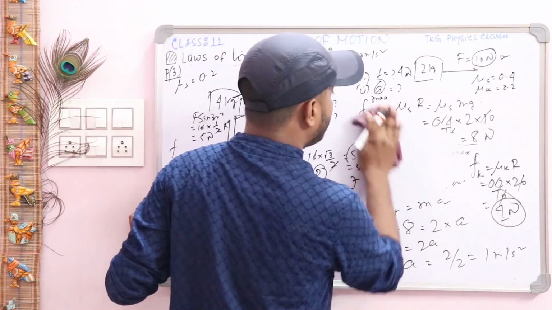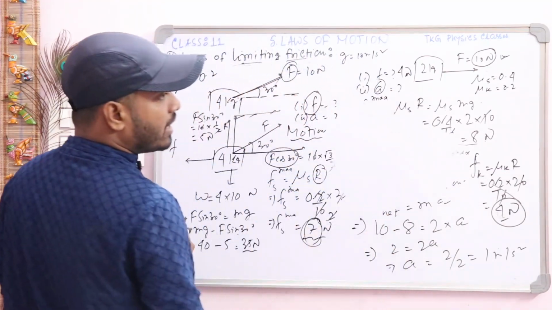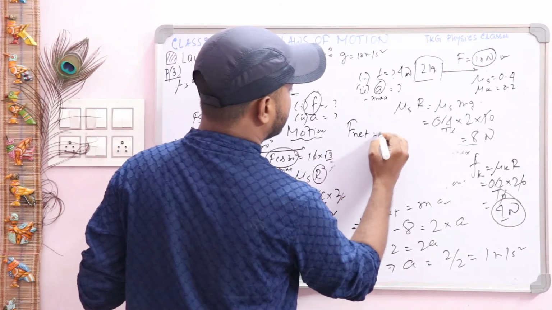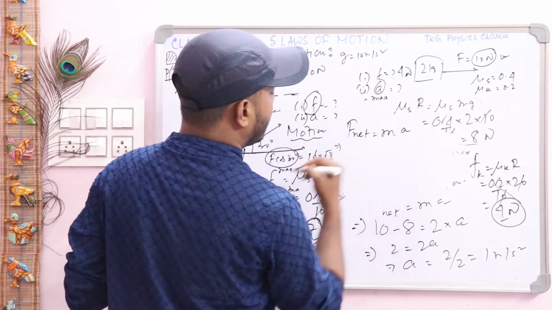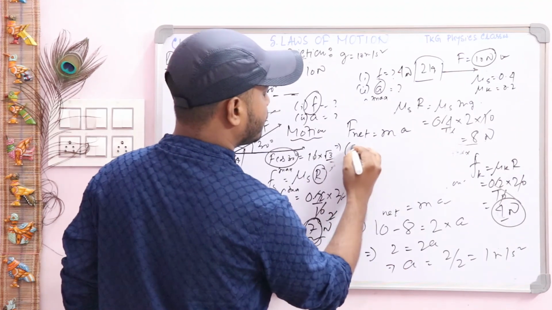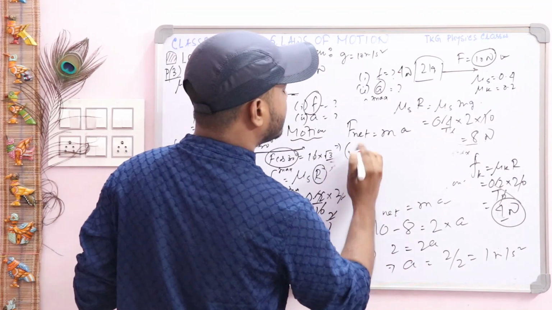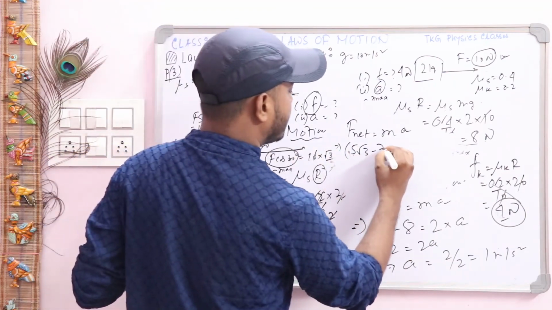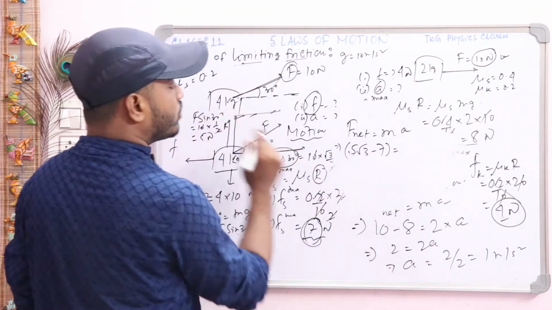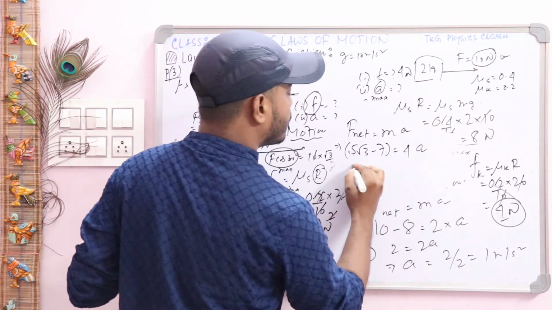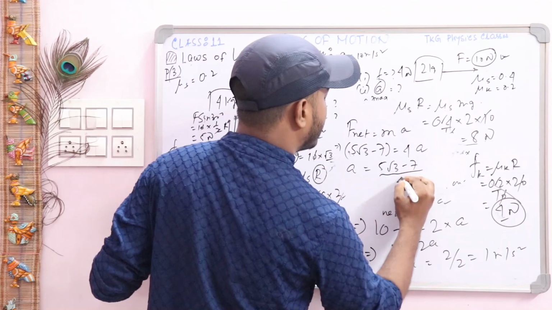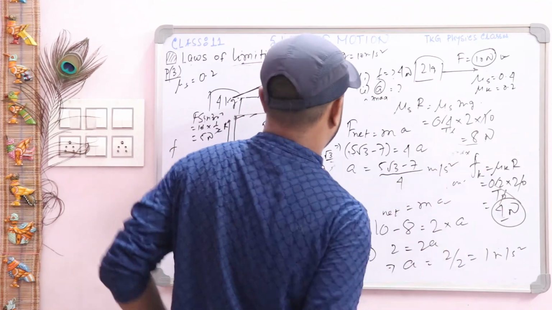And when the body is under motion, what will be the acceleration? You calculate F net equals m into a. F net means the forward direction force 5 root 3 minus the backward direction force 7, equals m, that is 4, into a. So the acceleration is equal to (5 root 3 minus 7) by 4 meter per second square.